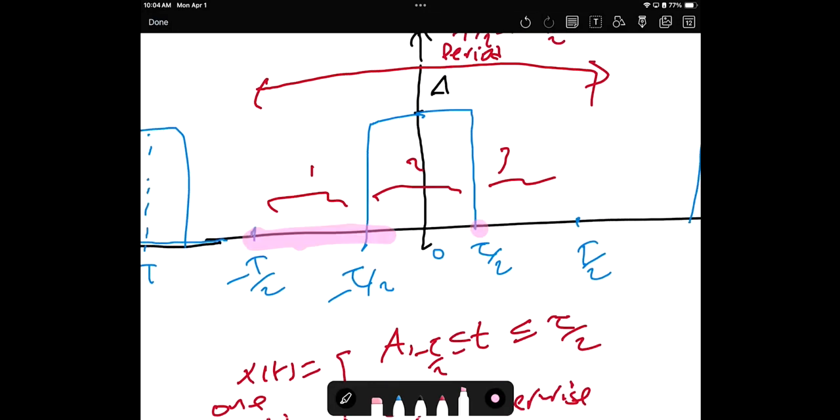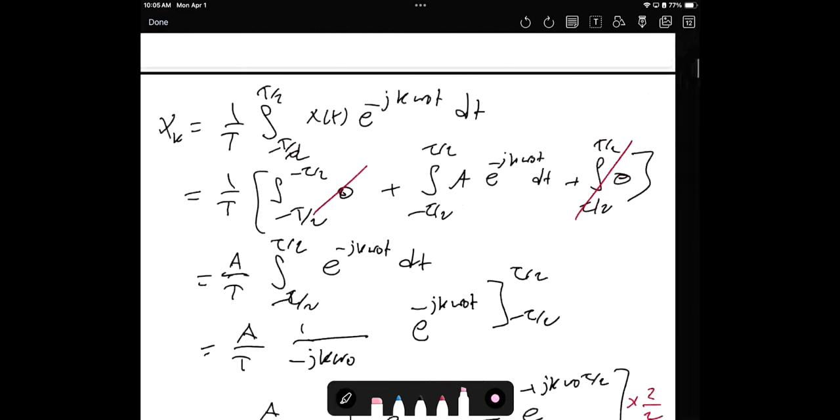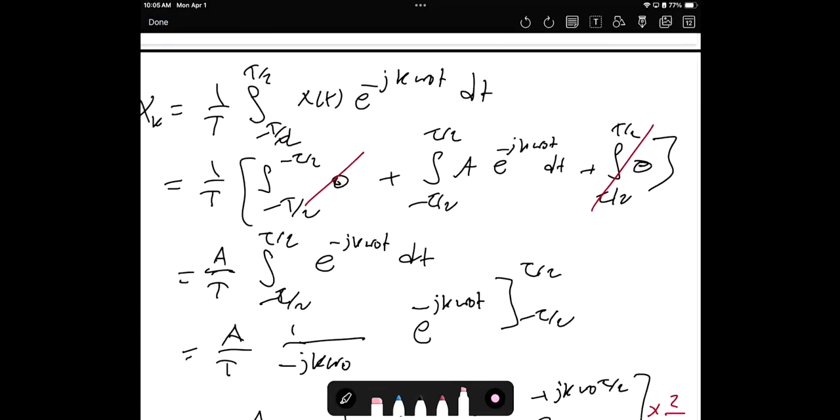Then the second area, between negative tau over 2 and tau over 2, is the actual integral area. The last one, between tau over 2 and T over 2, will be 0 as well, because there is nothing to integrate. So last lecture we did the integral in 3 areas, and the left and the right are both zero because you integrated nothing. The only remaining part is in the middle.